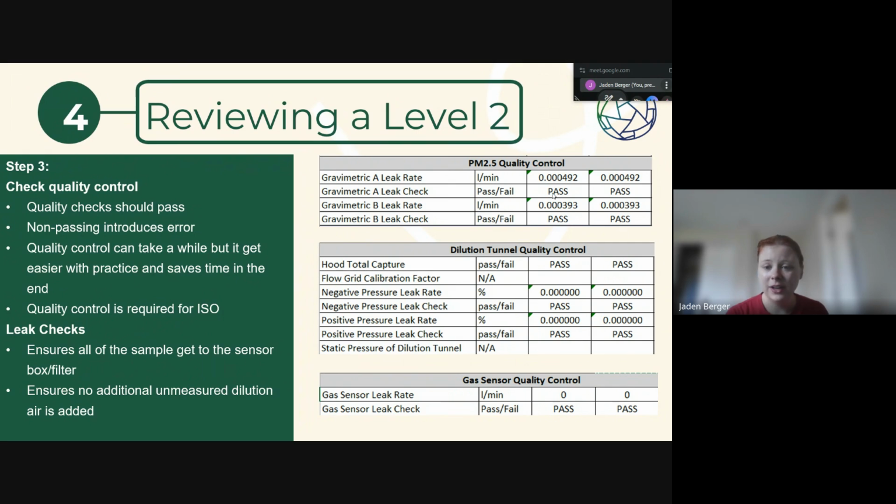Also, all this quality control is required for ISO. So not only is it going to save you time, but it is required for reporting all of these stove tests. So let's start with our leak checks here. You can see here, this is just reporting our leak checks. There's a separate place in the data entry app to actually enter all our values and record our leak checks. But we're making sure that all of our sample is getting to our sensor box, and that there's no unmeasured dilution air added to our sample or leaking out, which would cause our flow grid to measure incorrectly or something like that.